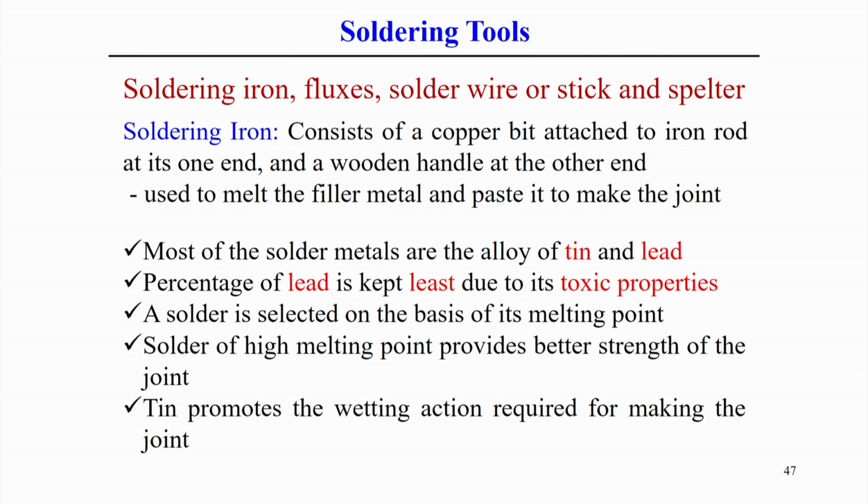process also happening. Now, if we look into this process, we can first look into what the soldering tools are. Typical soldering tools in this process are the soldering iron, fluxes, solder wire or stick, and spelter. The soldering iron basically consists of a copper bit attached to an iron rod at one end, and at the other end it is attached to a wooden handle, so that it can be held.